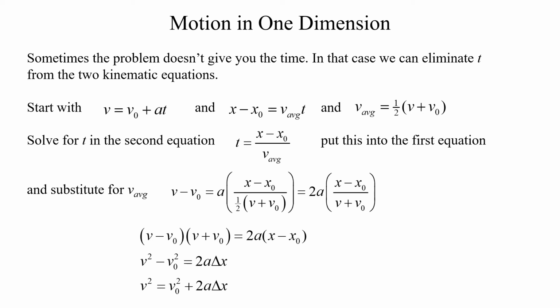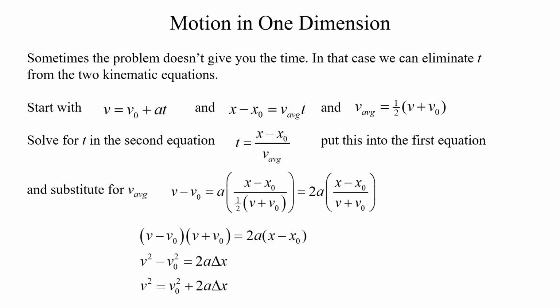Now, in the second equation, I solve for t. I get x minus x naught over v average, and I replace the t in the first equation with that expression for t, and I get v minus v naught equals a times that quantity, x minus x naught over 1/2 v plus v naught. And I do a little algebra, and we end up with the equation at the bottom.